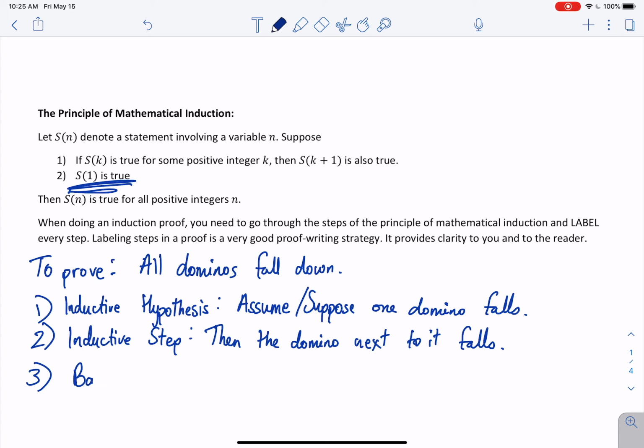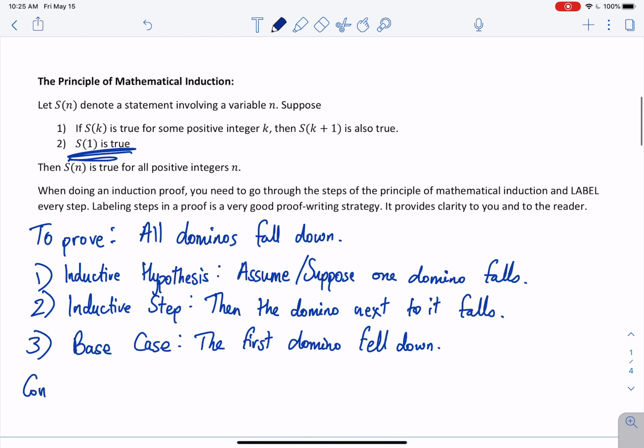The last thing is called the base case. This is where we show that the first domino falls. So base case, the first domino fell down. So now combining these three things together, we can say that every other domino falls down, because if the first one fell, and we know that as long as one falls, the one next to it falls, then if the first one fell, that means the second one fell. And if the second one fell, that means the third one fell. And if the third one fell, that means the fourth one fell, and so on.